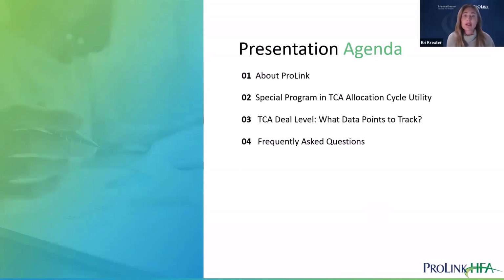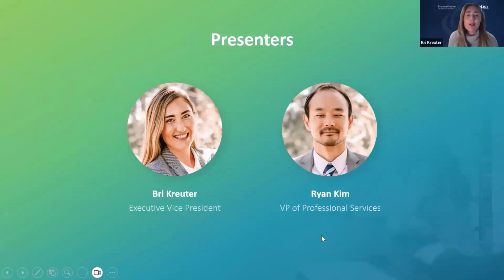So for today, we're going to talk again about ProLink, special programs in the TCA allocation cycle utility, TCA deal level, what data points to track, and then frequently asked questions we're hoping to get to at the end. This session is 30 minutes, so we got plenty to talk about. I'm Bree Kruder, Executive Vice President for ProLink, and I'm joined by Ryan Kim, our VP of Professional Services. He'll be doing most of the presentation today.